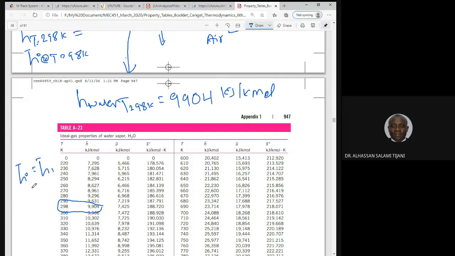So because you are going to get 9904 minus 9904, which is equal to 0. You understand? That's how we are able to solve this equation like that. Okay, so now let me upload the slide again for you to understand.